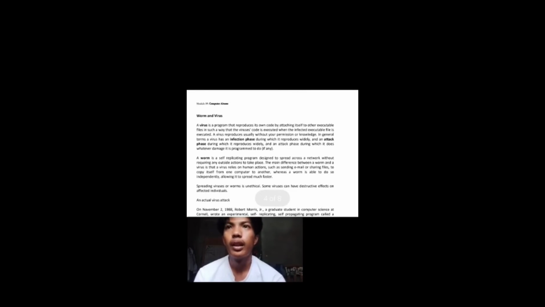Worms and viruses. A virus is a program that reproduces its own code by attaching itself to other executable files in such a way that the virus's code is executed when the infected executable file is executed. A virus is usually produced without your permission or knowledge. In general terms, a virus has an infection phase during which it reproduces widely, and an attack phase during which it does whatever damage it is programmed to do.